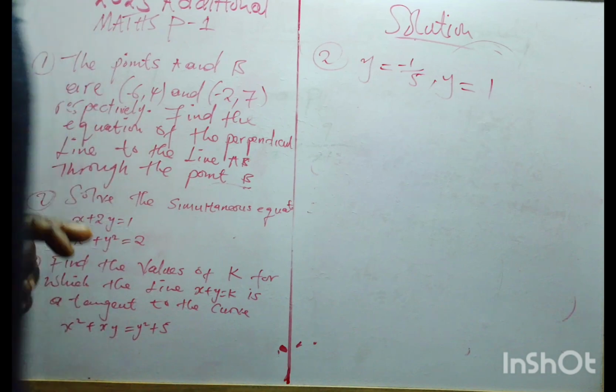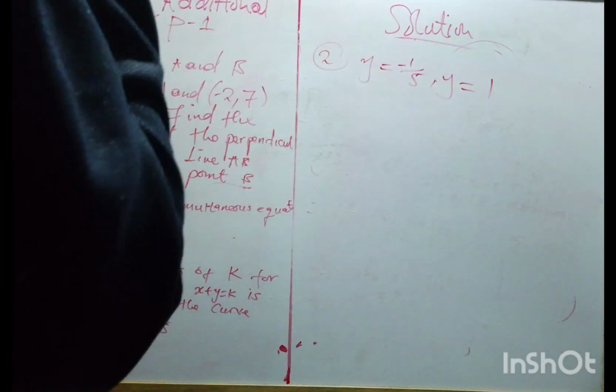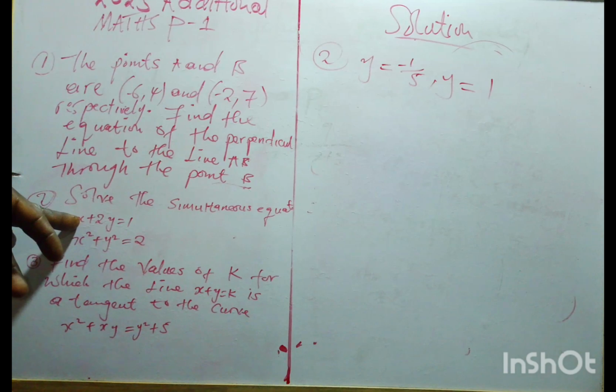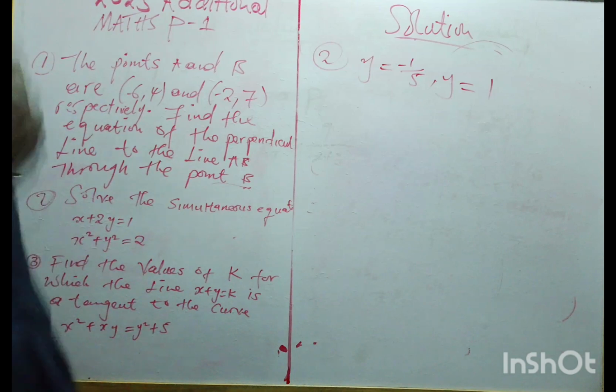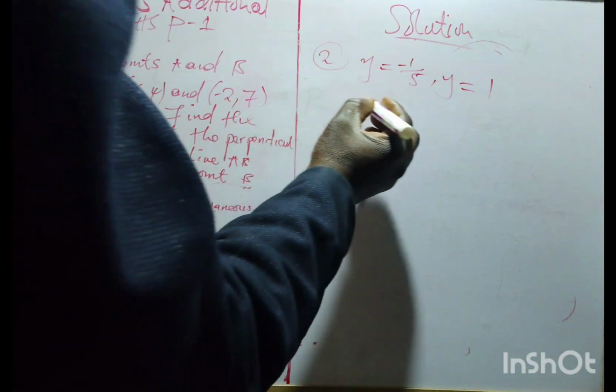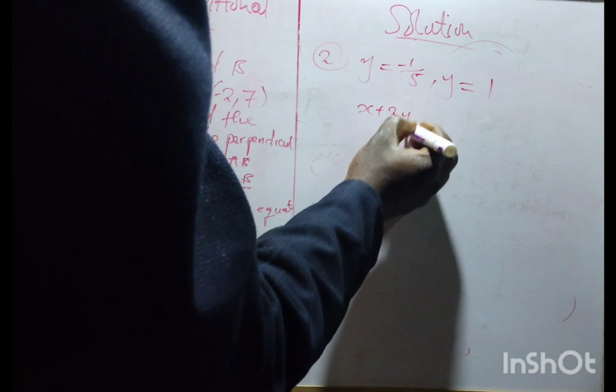Okay, since we have found two values for y, we must find two values for x. We must use either this equation or this equation. I prefer equation 1, which is simple and straightforward, in which we are going to say x plus 2y equals 1.